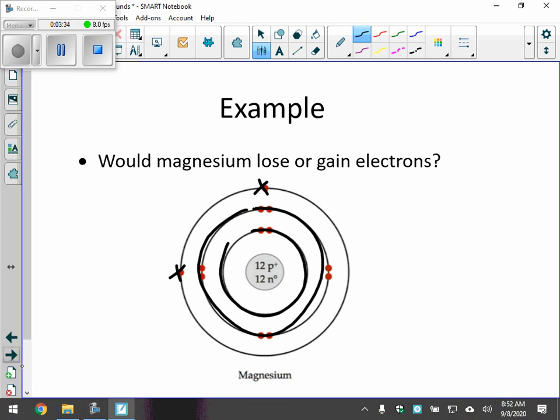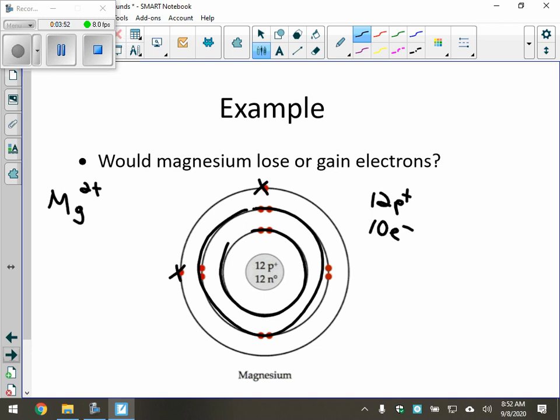Remember, when we lose those 2, we have 12 protons and 10 electrons now, because we've lost 2. So it's no longer neutral. It's not an atom anymore. It becomes an ion, yes? And we usually represent that with Mg, of course, and a 2+.